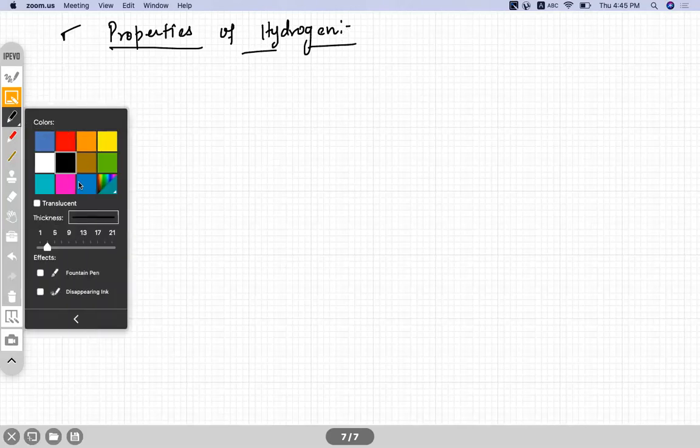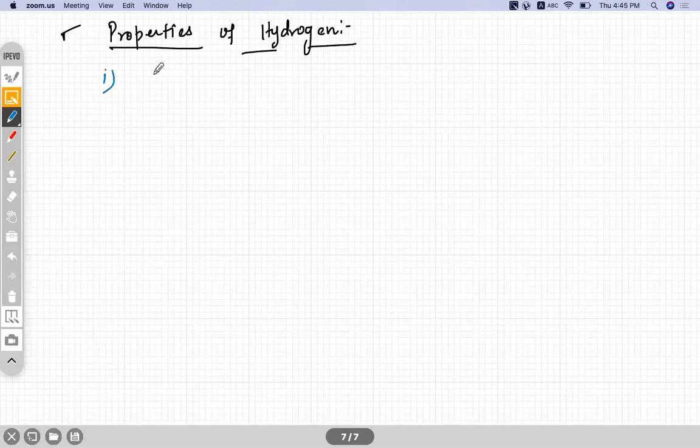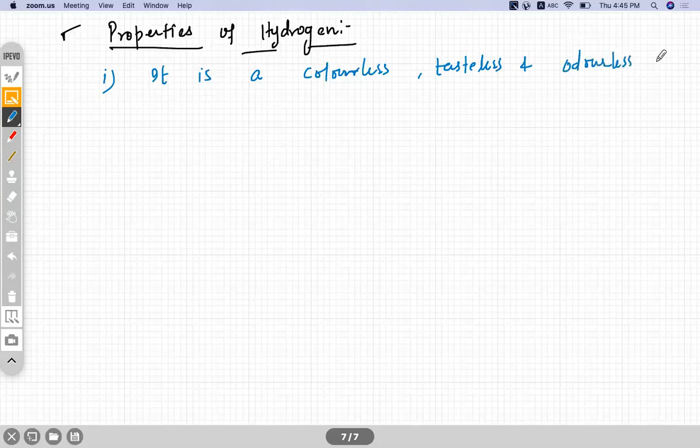First one, it is a colorless, tasteless, and odorless gas, slightly soluble in water.